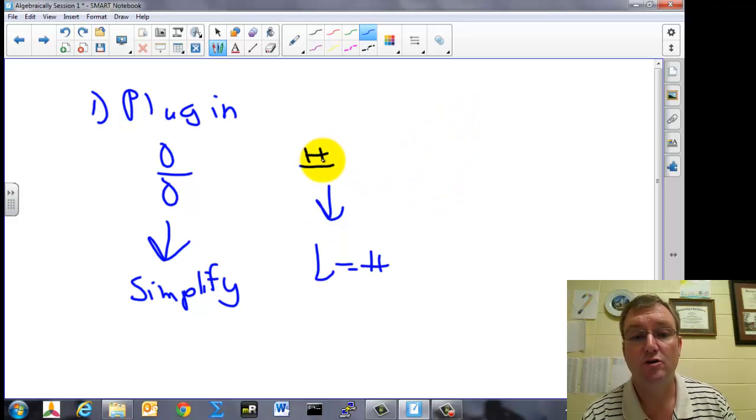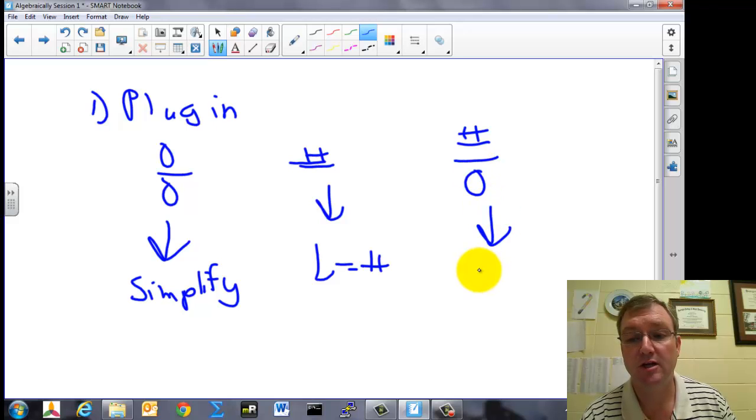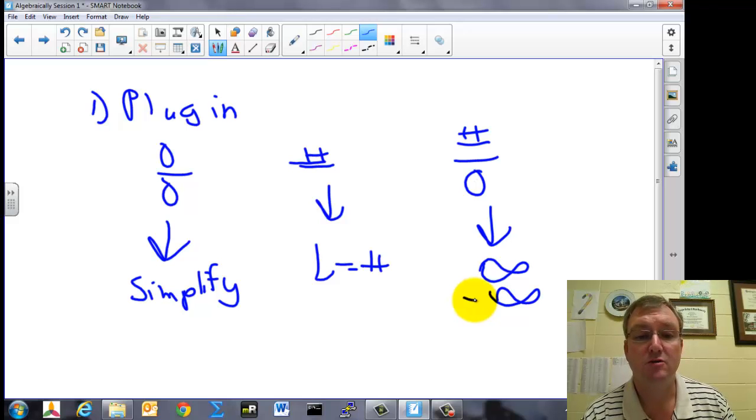Or you're going to get a number over 0. And in that case, we know that the limit is either infinity or it's negative infinity. Okay? So those are the three things for you to remember. You start off by plugging in to determine what you need to do next.